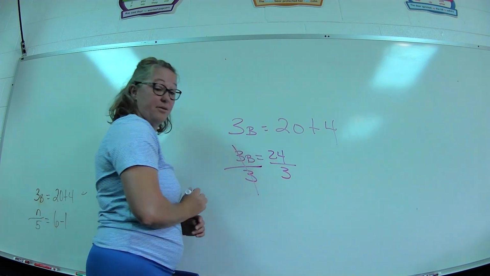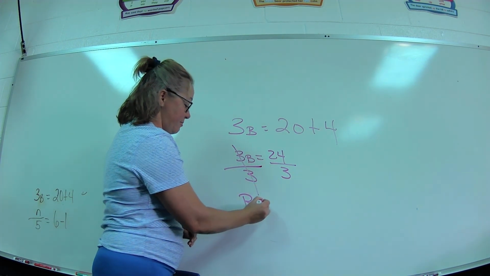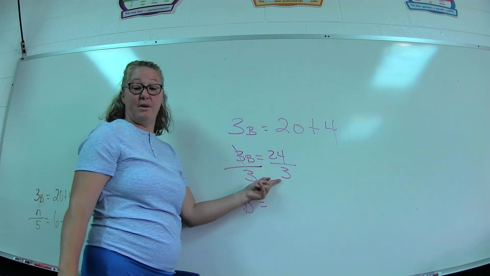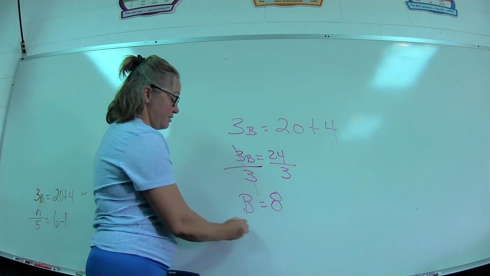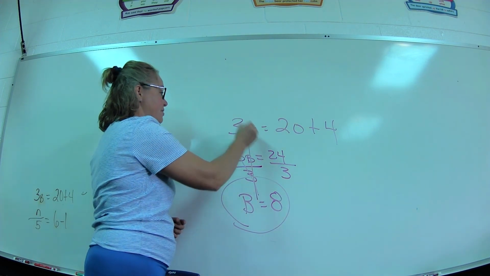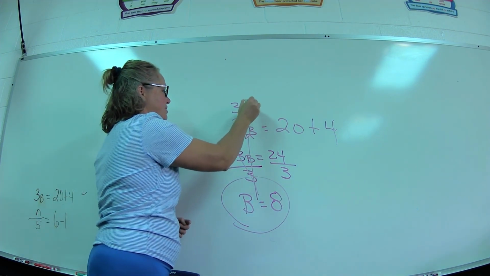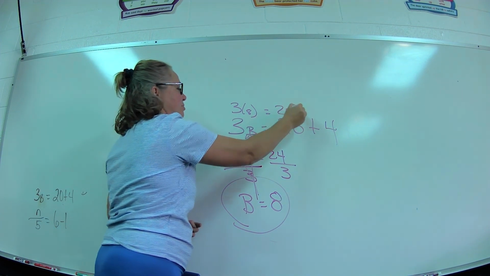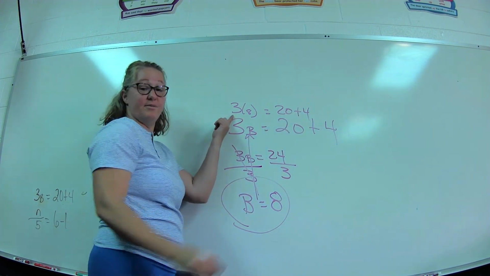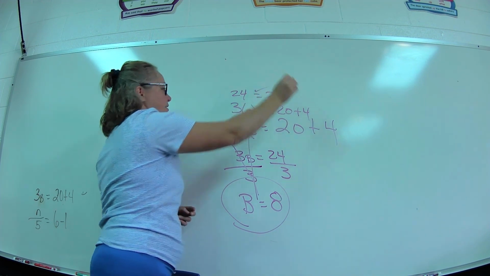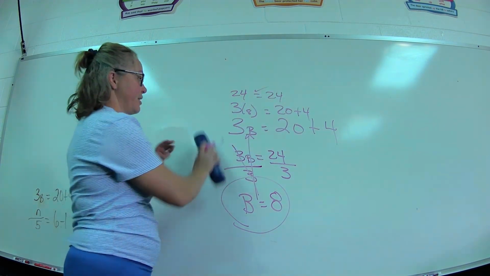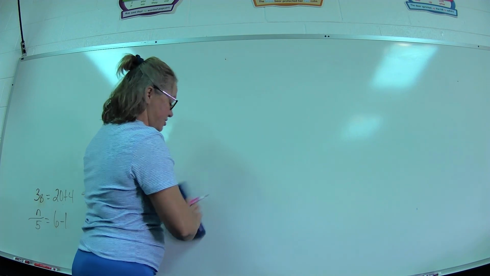So 3 divided by 3 gives me just my variable by itself. 24 divided by 3 gives me 8. I take this value, plug it right here. 3 times 8 will equal 20 plus 4. What's 3 times 8? Very good. 24 will equal 24. All right, one more. And you guessed it. It's going to be a division.